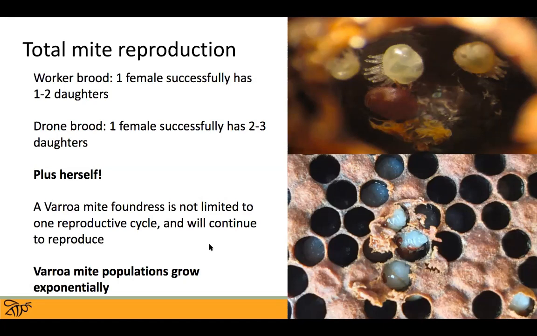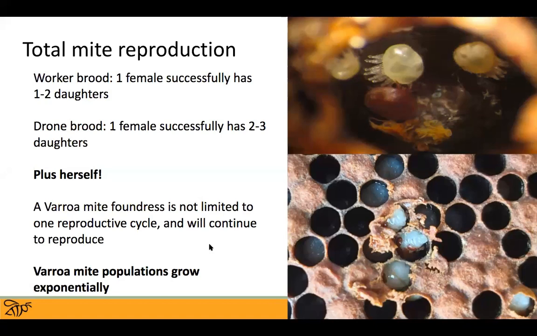It's also important to count the foundress mite, that first mother mite, in your counts of female mites that are exiting and going on to reproduce. A female mite is not limited to one reproductive cycle. She will have, on average, 3 to 4 reproductive cycles in her lifetime. So that is a lot of offspring.